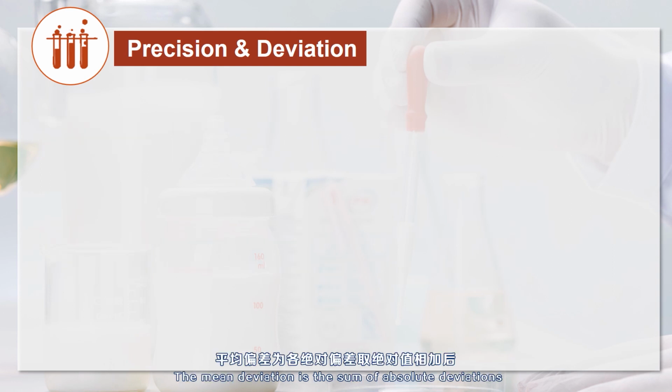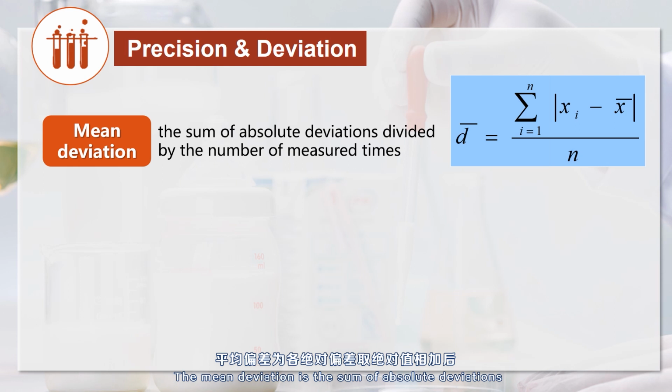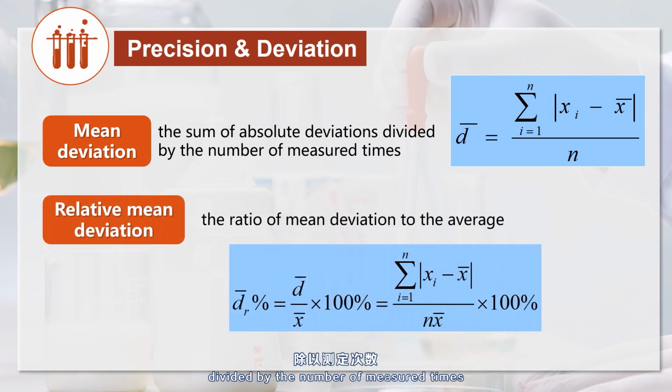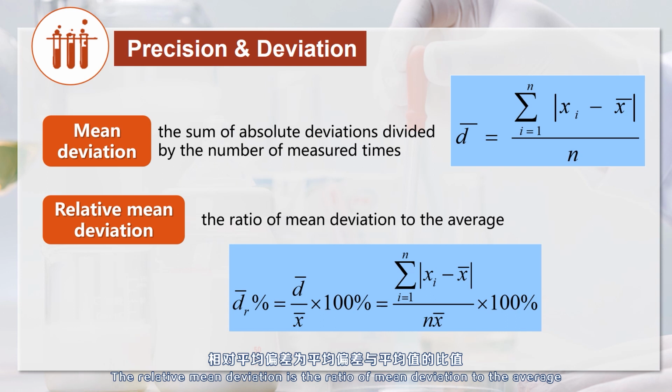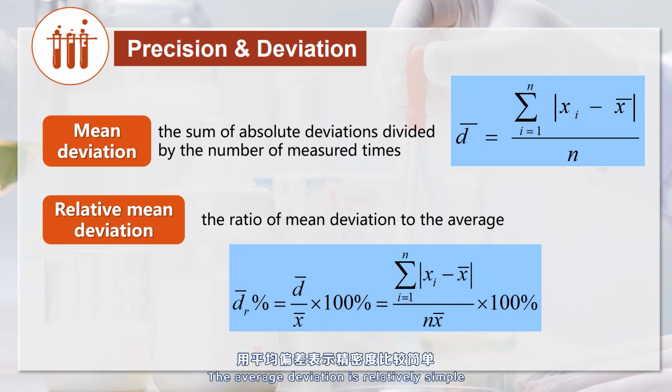The mean deviation is the sum of absolute deviations divided by the number of measured times. The relative mean deviation is the ratio of mean deviation to the average. The average deviation is relatively simple, but the shortage is that in a series of measurements, the number of small deviations is always the majority, while the measurement of large deviations is always a minority.